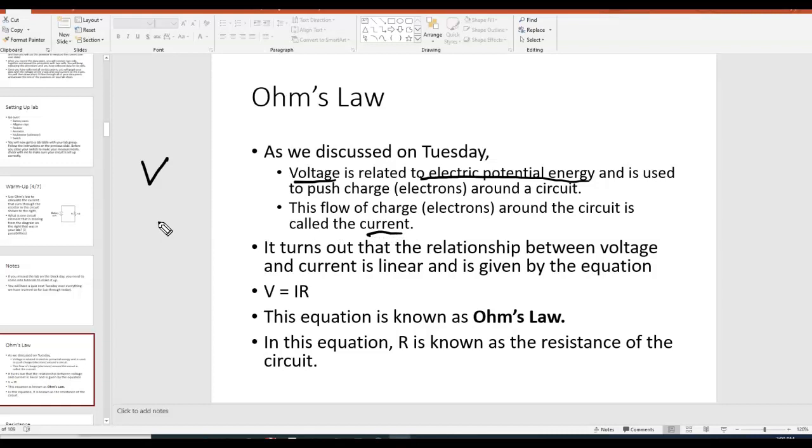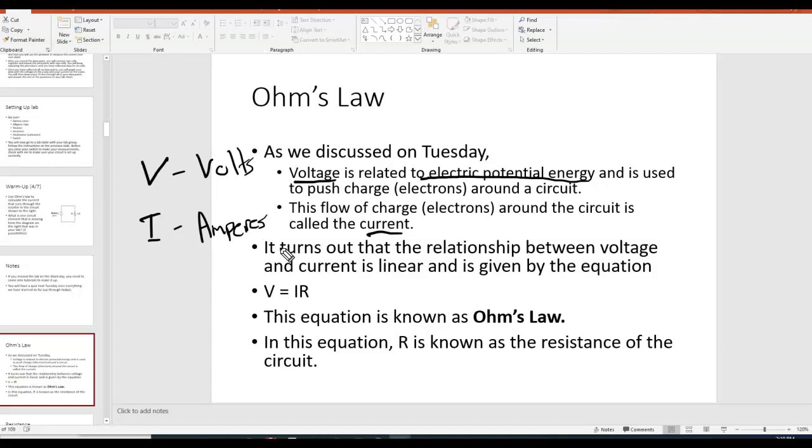Okay, so voltage, we talked about current. Remember that the symbol for current is a capital I. Voltage is measured in volts, and current is measured in amperes. I don't know why I is the symbol for current, but it is. And so those are some of the things we talked about in the last video.